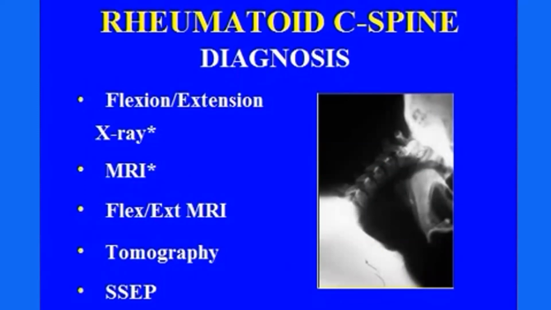For the diagnosis, early on you can do flexion-extension views. You need an MRI to see the pannus, the thickening. You need to see the distance between the anterior arch of the atlas and the odontoid. You can do tomography, and of course we use somatosensory evoked potentials in these cases.